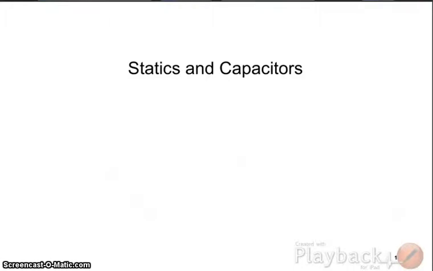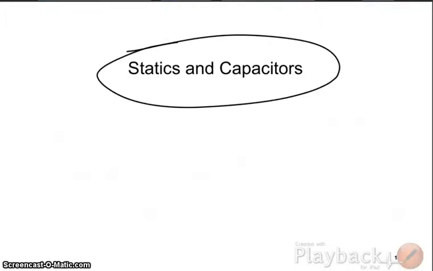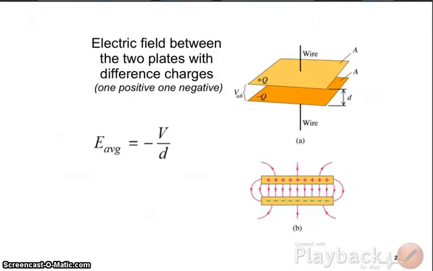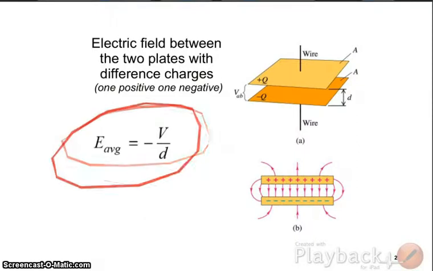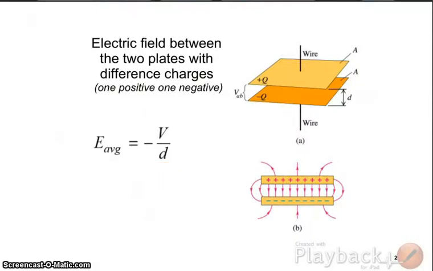This video deals with statics and capacitors. So what happens is you get an electric field between two parallel plates, which you already know. One plate is positive, one plate is negative, so there's a change in charge, so there's a potential difference. Okay? That electric field is equal to the negative of the potential difference between the two plates divided by the distance. Okay, so that's your electric field.